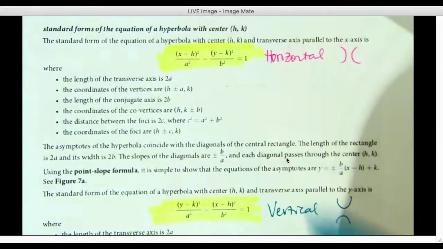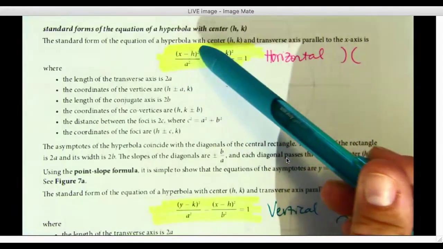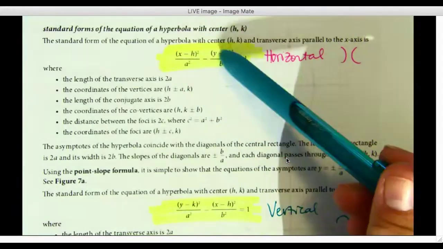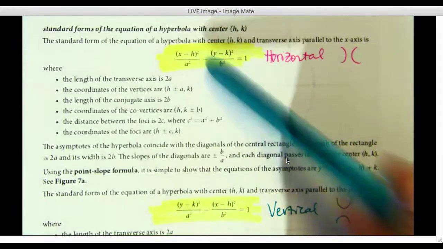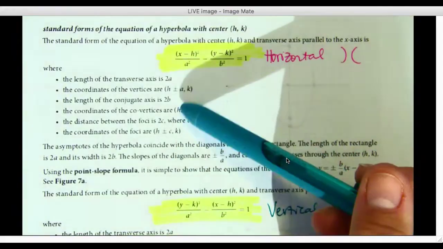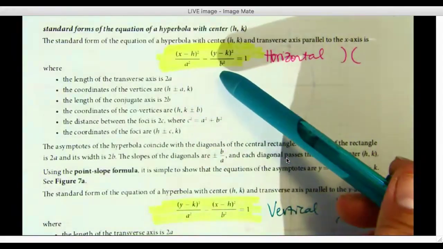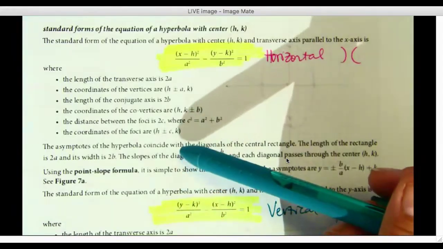So, a horizontal hyperbola has (x minus h) squared minus (y minus k) squared. With the ellipse, we had a plus sign in the middle. A hyperbola has a minus sign. With the ellipse, a was the bigger number, b was the smaller number. With the hyperbola, it doesn't matter which one is bigger and which one is smaller.